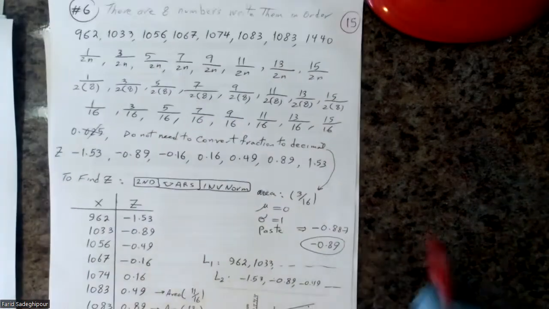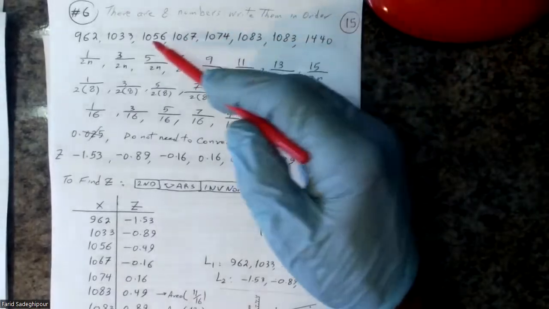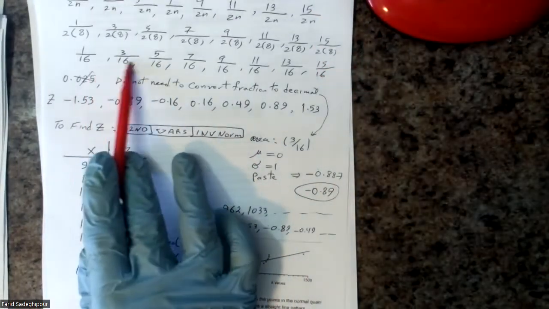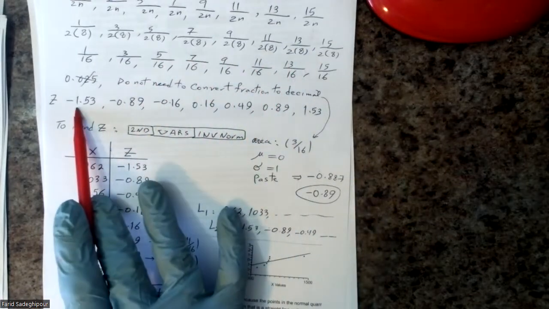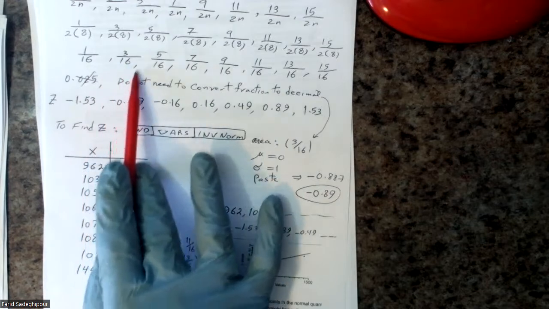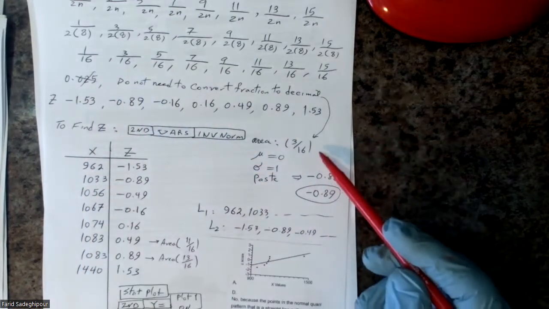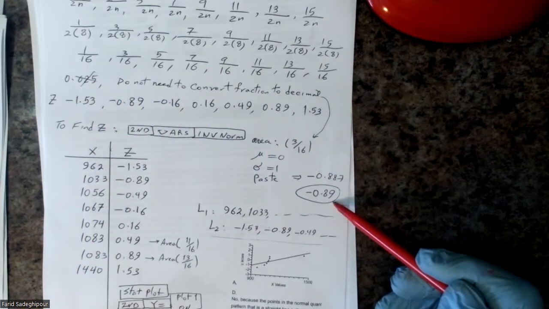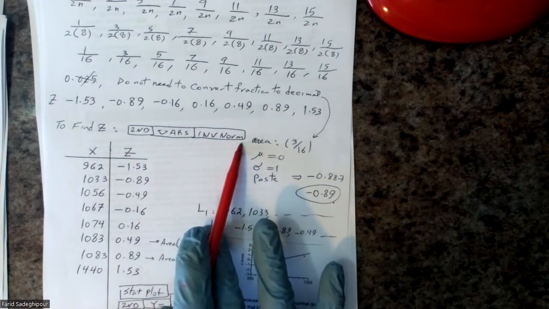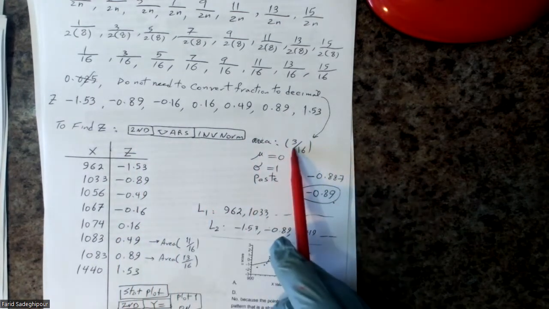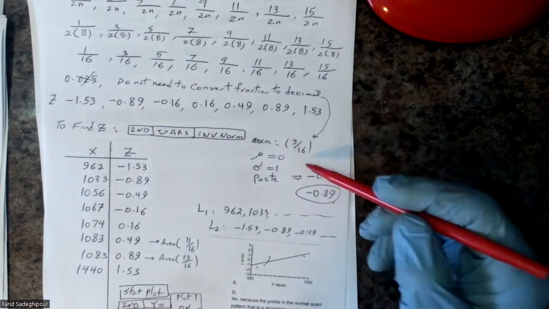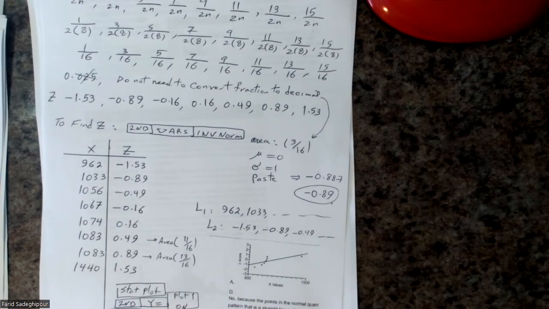On this one, there are 1, 2, 3, 4, 5, 6, 7, 8 numbers again. Based on these 8 numbers, first you find your z value, based on 1 over 16 and so on. Let me show you one example here. You go to second vars, invNorm. For invNorm, you can just put in the fractions. For example, to find the z value for 3/16, just put 3/16 in after the second vars.